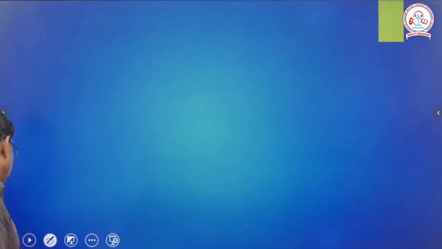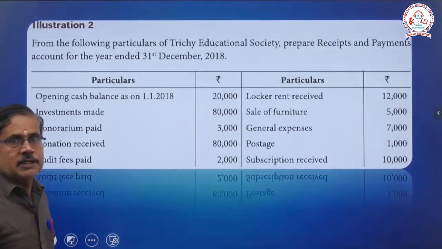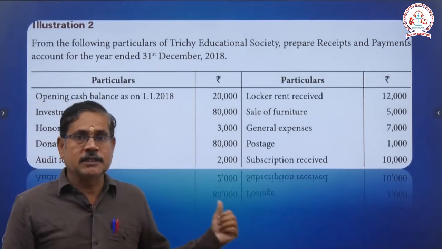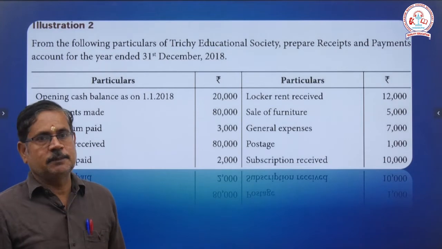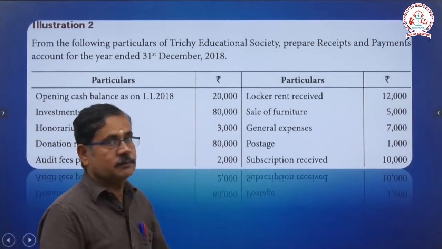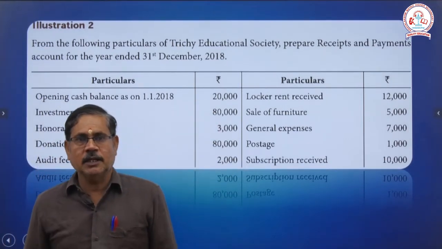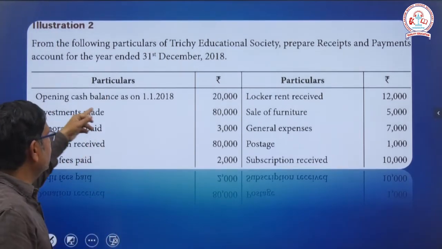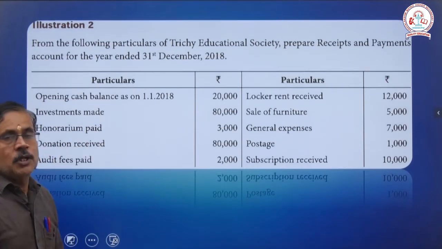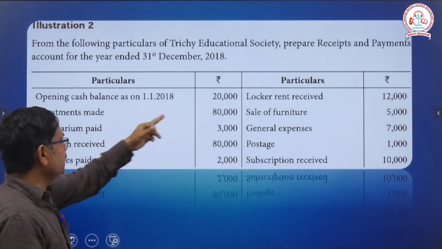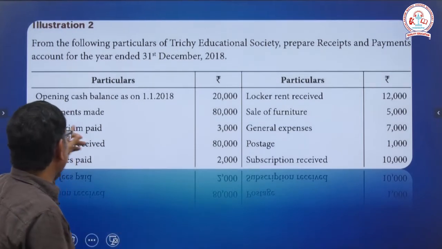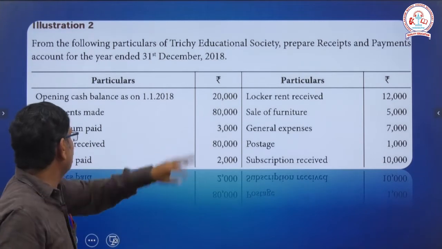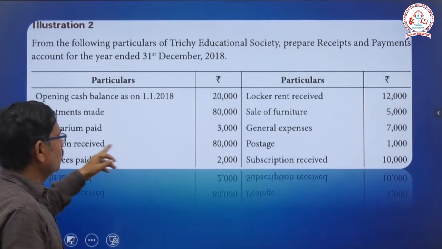Now, we will read the question. Illustration 2. From the following particulars of Trichy Educational Society, receipts and payments for the year ended 31st December 2018. The values are given here. See, opening cash balance, I already told you, this balance always appears on your receipt side. Cash balance rupees 20,000. Then investment made, meaning the investment amount is given. So, it will move to the payment side, rupees 80,000.